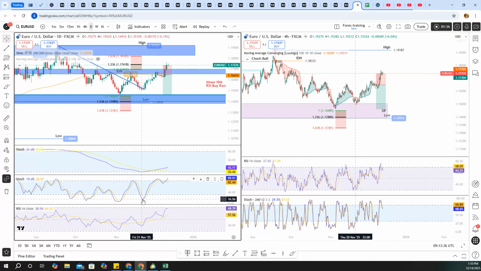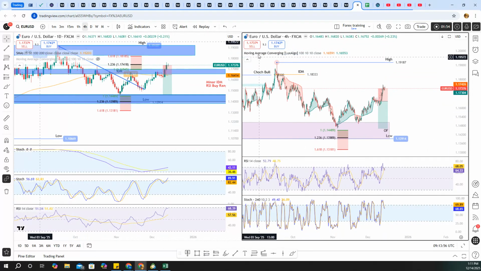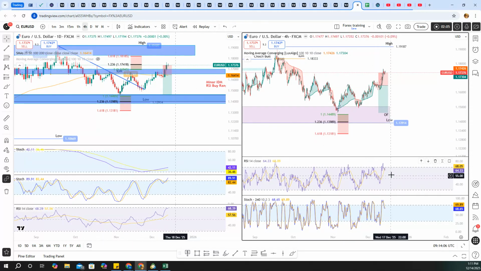So anyway, the plan is: on the daily stochastic, for a buy, we need to see a cross, the blue crossing the yellow or orange, which is the K crossing the D upward, below the 32 level. On the 4 hour chart, we need to see that this moving average converging indicator is green. We also need to see the RSI on the 4 hour above the 50 and above its MA. So these are the rules.